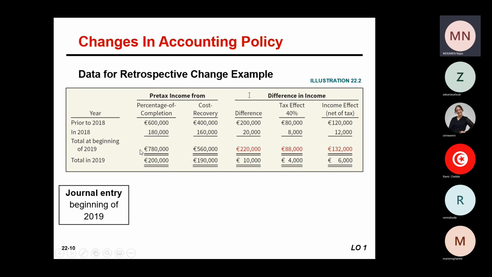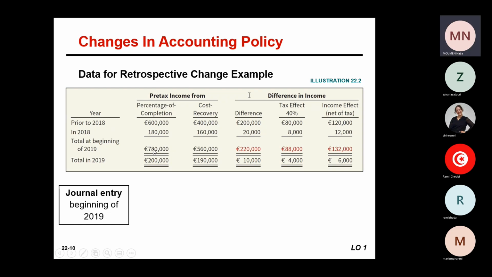Prior to 2018, that is 2017, the pre-tax income using the percentage of completion was 600, and the cost recovery was 400. So the difference is 200. If we apply the 40% tax effect here, the net increase in my income is 120, because of that switch from the cost recovery to the percentage of completion. In 2018, I got a difference of 20, but the net effect or increase in my income was 12.